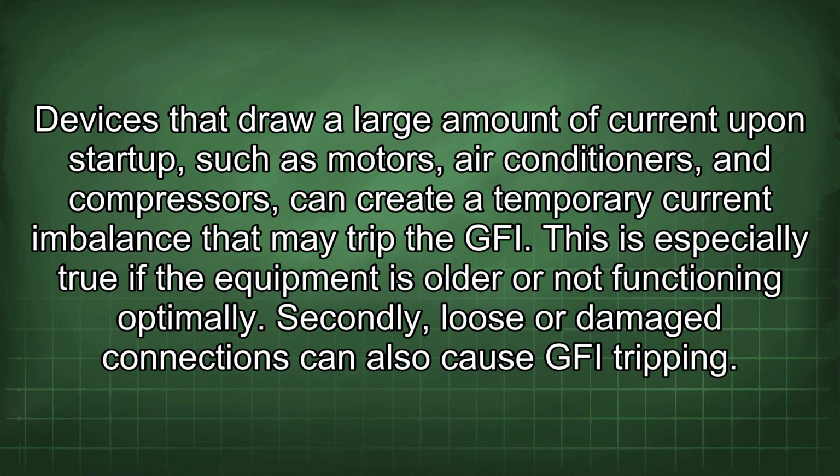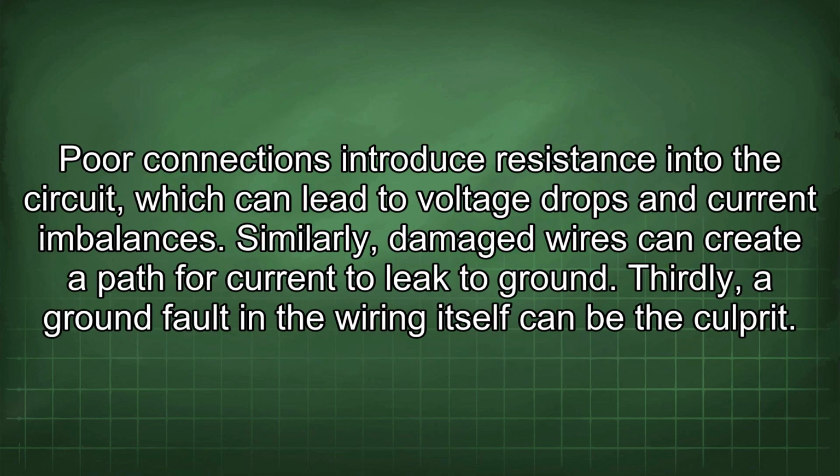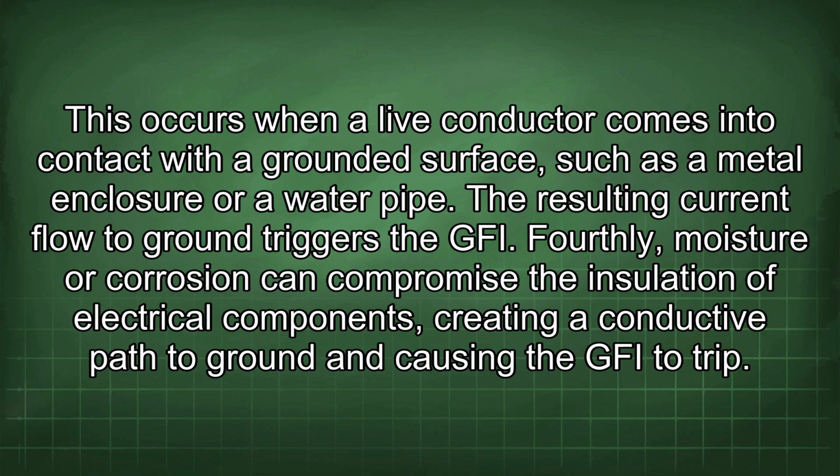Secondly, loose or damaged connections can also cause GFI tripping. Poor connections introduce resistance into the circuit, which can lead to voltage drops and current imbalances. Similarly, damaged wires can create a path for current to leak to ground. Thirdly, a ground fault in the wiring itself can be the culprit. This occurs when a live conductor comes into contact with a grounded surface, such as a metal enclosure or a water pipe. The resulting current flow to ground triggers the GFI.